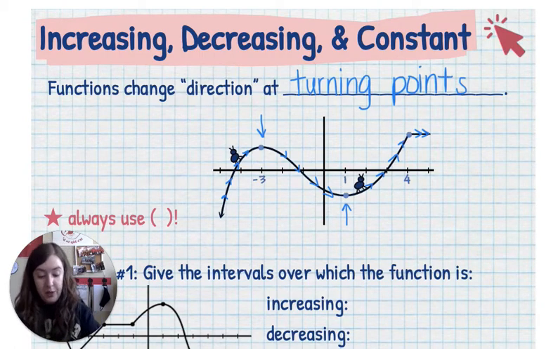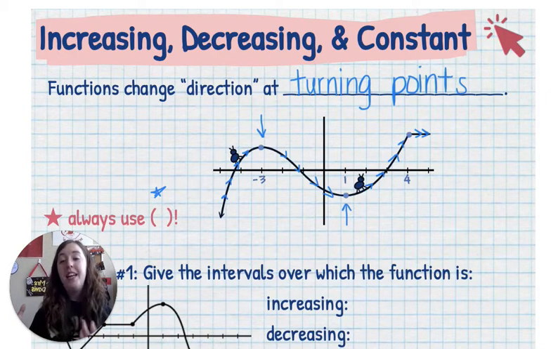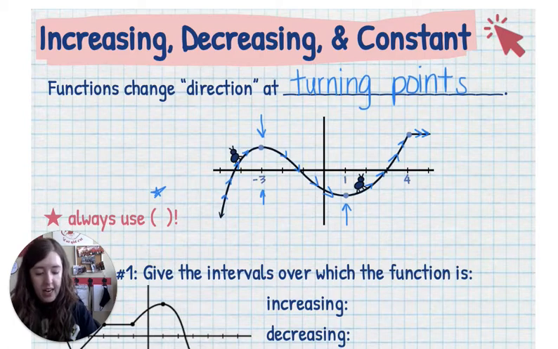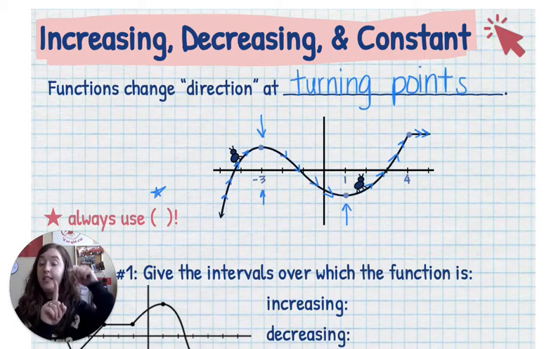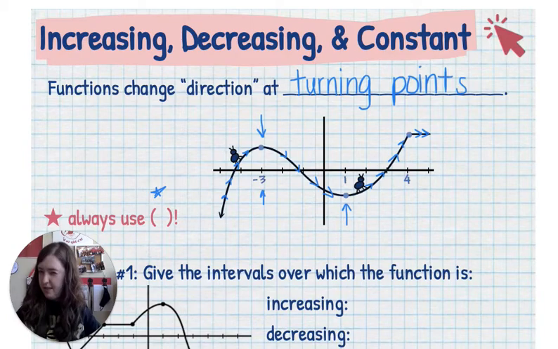Here's something that's super duper important. Always use parentheses. So you're going to be giving intervals over where the function is increasing, decreasing, and constant. You never use brackets for increasing, decreasing, and constant. Because, like here at -3, at -3 is where I'm going from increasing to decreasing. So I can't include -3 on increasing or decreasing. Does that make sense? Cool.